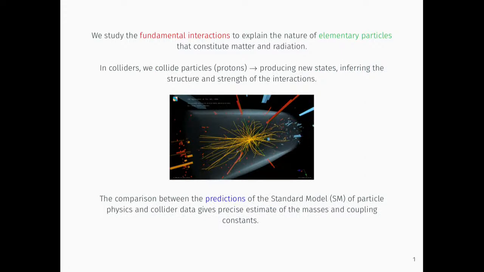They are particle colliders. And in the colliders, what do we do? We collide particles, for example, protons. Once we collide particles, they produce new states. We measure them, and we compare with our theory calculation. And this comparison between the prediction of the standard model, that is the theory part, and the collider data gives a precise estimate of all the parameters in our Lagrangian, that is the masses and coupling constants. So that is the overall picture: we have theory and we have experiment, we compare and we get our predictions.